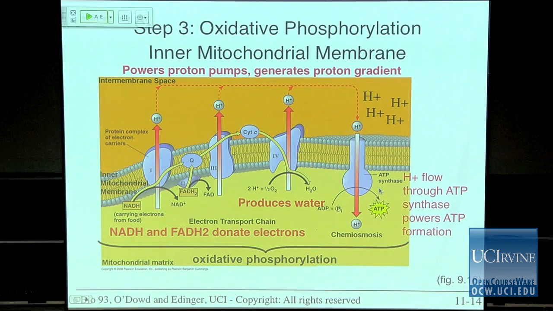That comes in the last step of this process, which is called chemiosmosis, where the hydrogen ion gradient that has been generated, a big gradient up here in the intermembrane space, drives hydrogen ions to flow down their concentration gradient. They're not actively pumped, but they actually flow down their concentration gradient through a protein complex called ATP synthase, and that combines ADP and Pi to form ATP. So the hydrogen ions flow through the ATP synthase and power ATP formation.